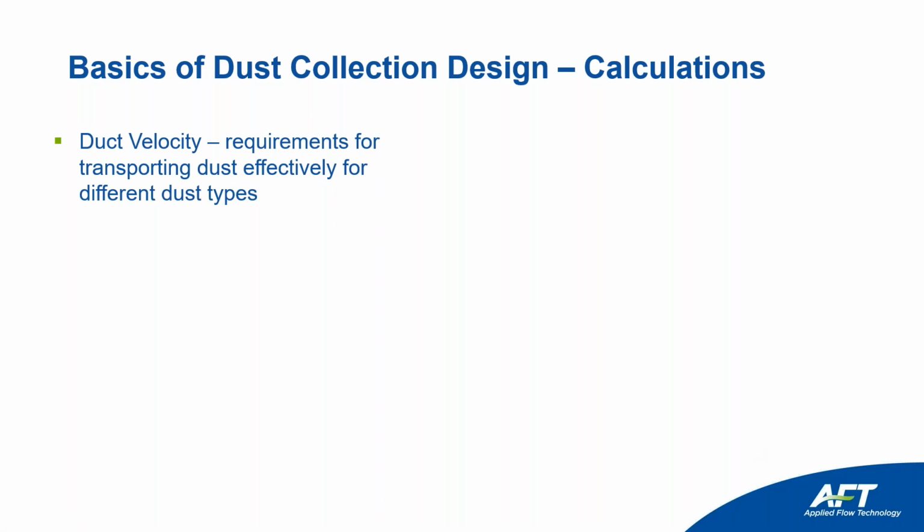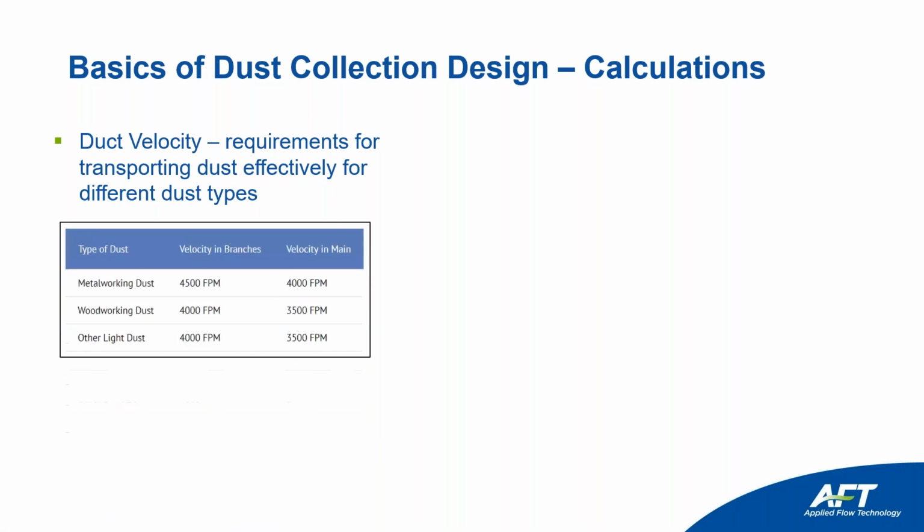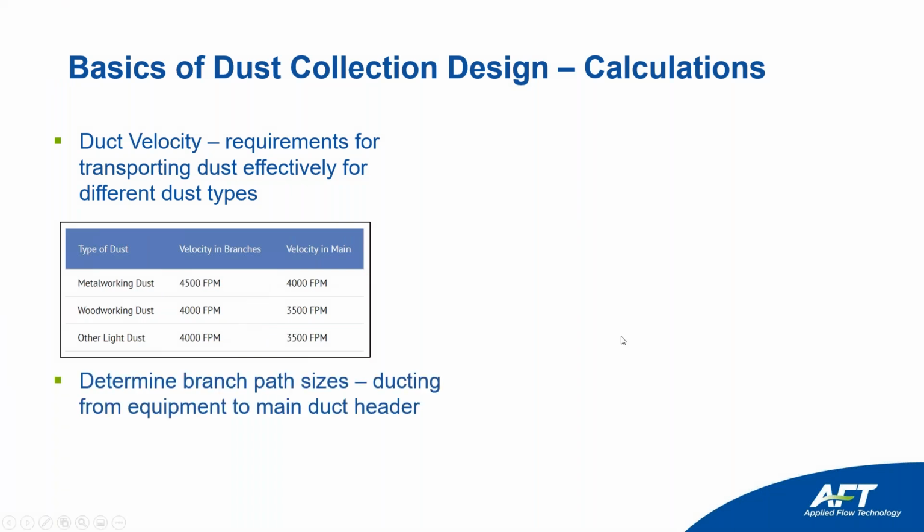So some of the basics regarding dust collection design is the duct velocity. The fluid velocity has to be fast enough in order to carry the particles through the ductwork. And so there are different velocities for different kinds of dust that you might be working with. These are just some very general guidelines. It typically requires a higher velocity in the side branches, but doesn't need as high a velocity in the larger main ducts. So those are the velocity requirements.